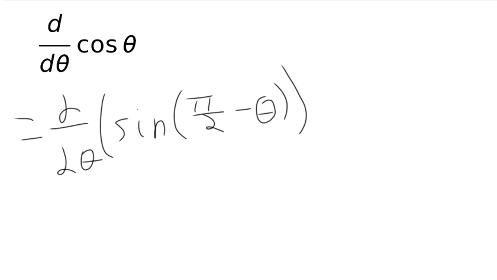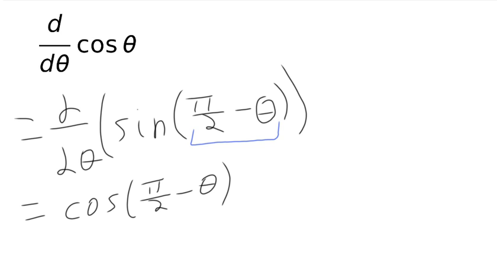And we know how to find the derivative of sine of an angle now. We know that that will be the cosine of the angle. But don't forget the chain rule, multiplied by the derivative of the inside function. What's the derivative of the inside function? Well, the derivative of pi over 2 is just 0, and the derivative of theta is just 1.